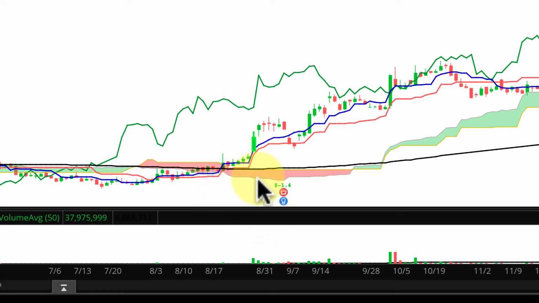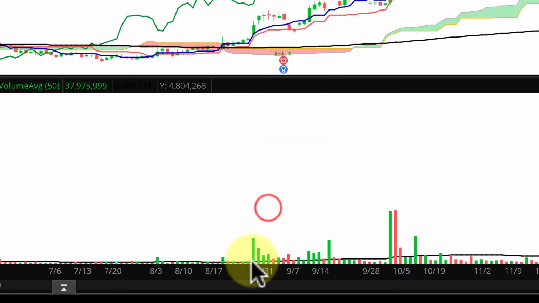We do have a bit of a jump up here in late August, and we can see that was on higher than average volume. This is the 50-period average volume, and whenever it goes above the black line, that's showing that it's above average volume. So we started getting above average volume at the end of August and into September.